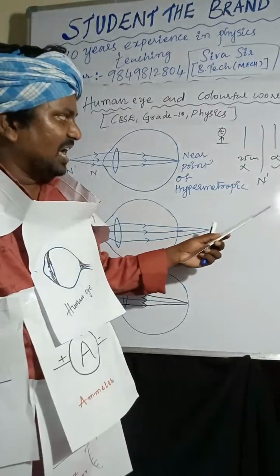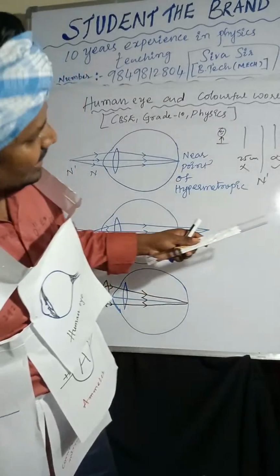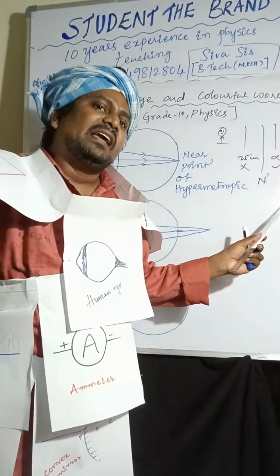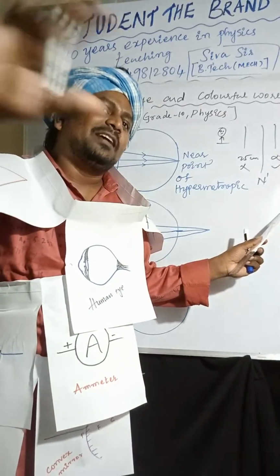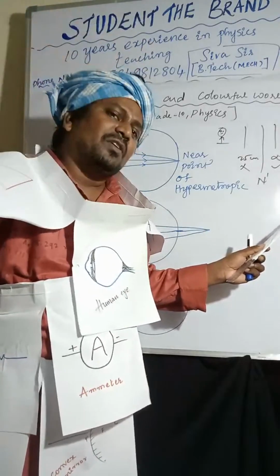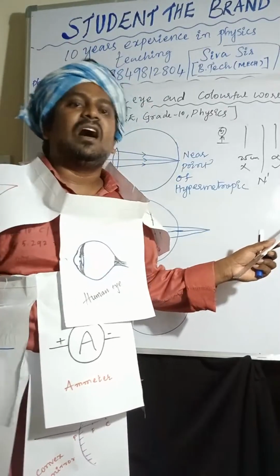He can see when light rays are coming from infinity. At the same time, light rays coming from N dash, N dash also he can see. He can see at this point also. But if the light rays are coming from 25 centimeter, where will the image form? Beyond the retina. How to correct this defect?